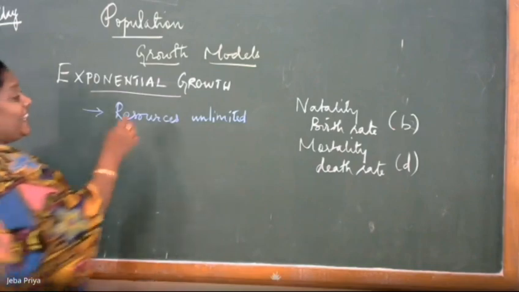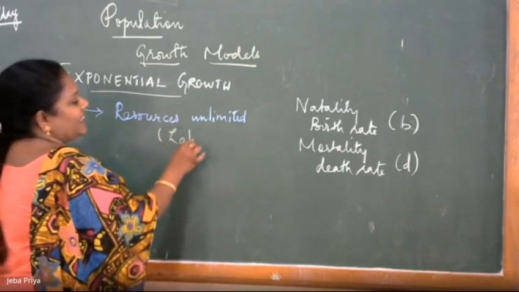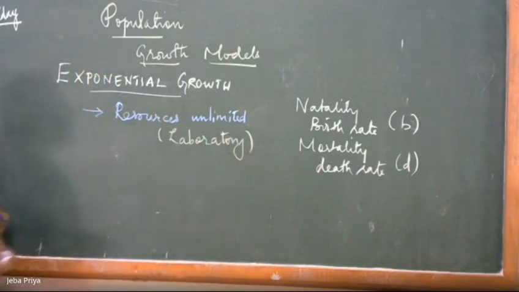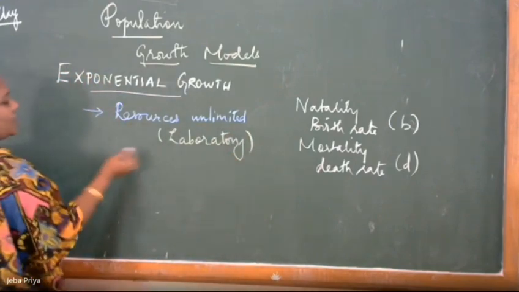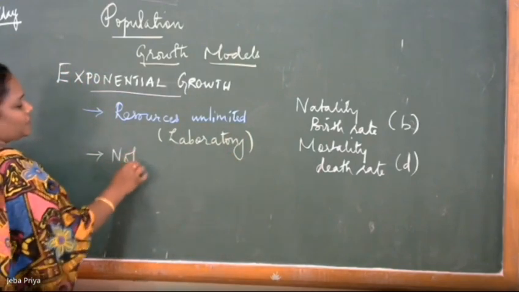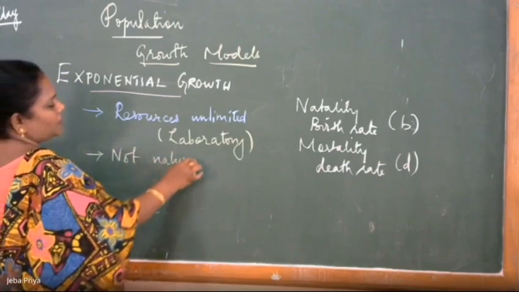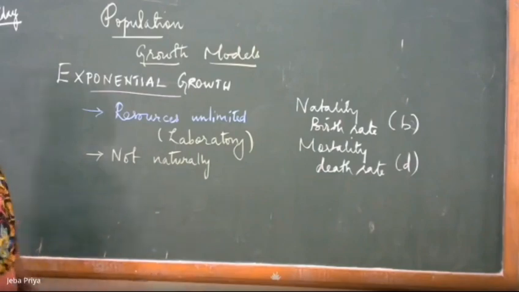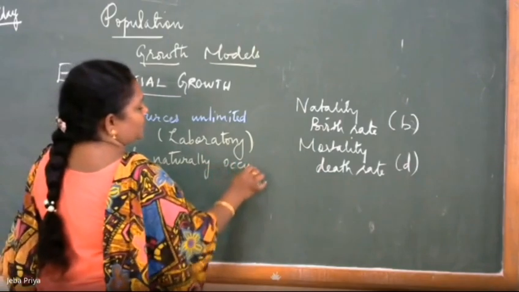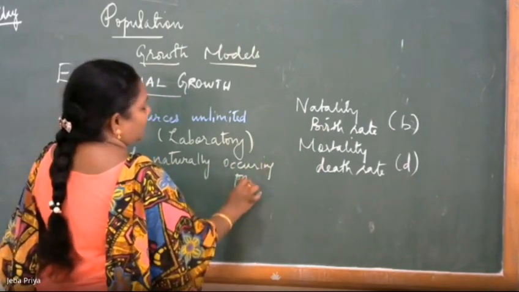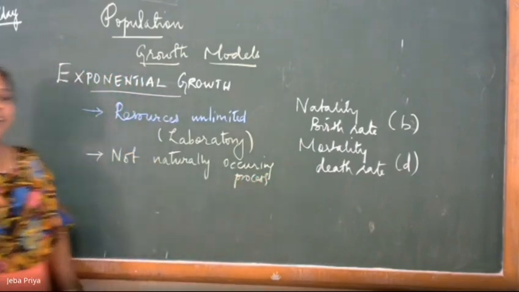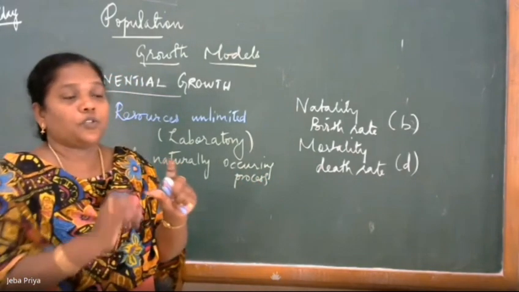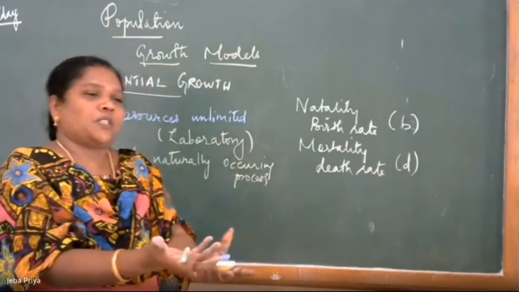One more thing: this is mainly done in the laboratory. It does not occur naturally. We can simply mention that it is not a naturally occurring process. This type of condition can be given in the laboratory, when it is done artificially.